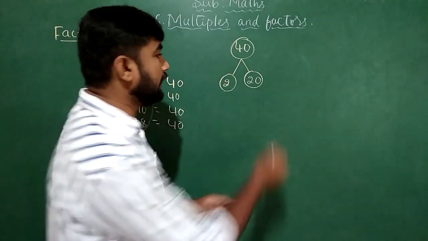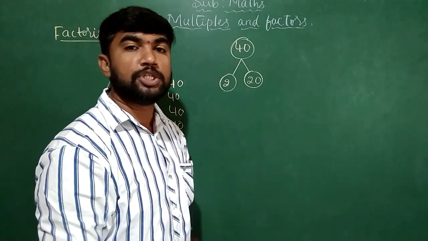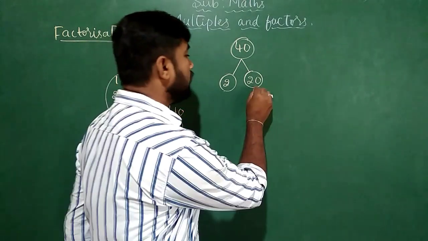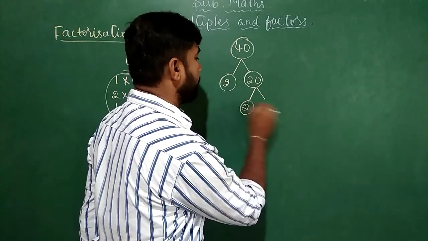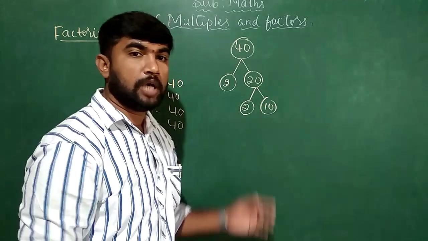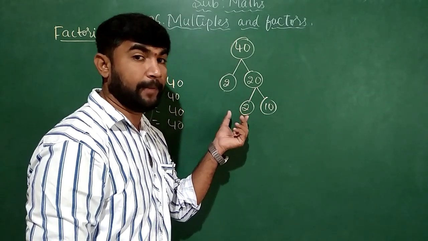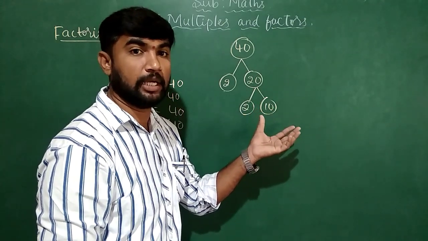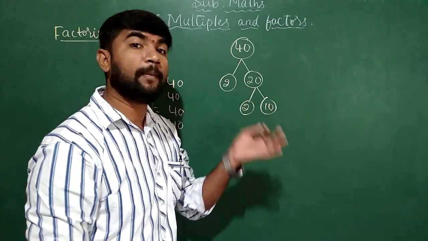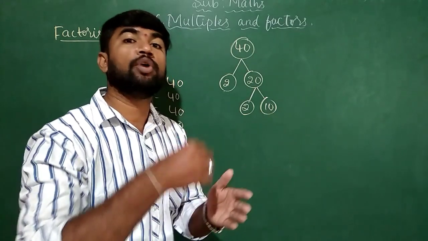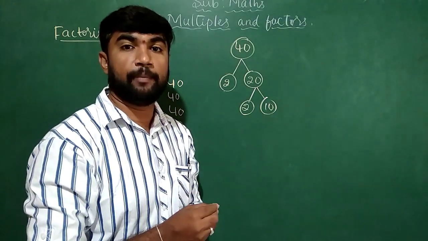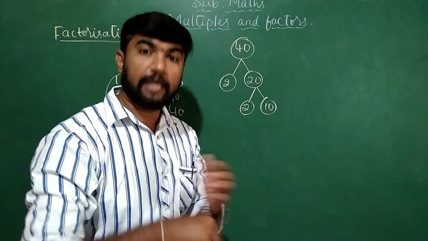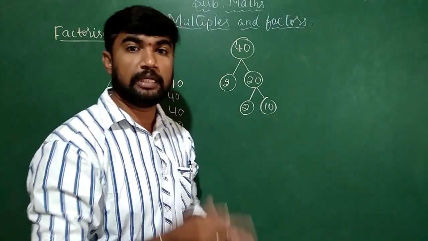On the other side we have 20. See, 2 times how much is 20? 2 tens are 20. I am taking the smallest prime number, that means 2, and multiplying from the 2 table only. Suppose the number is not a multiple of 2, then we go to the next prime number, that is 3, then 5, 7, like that.